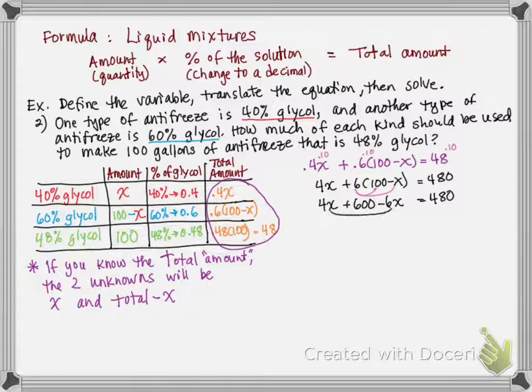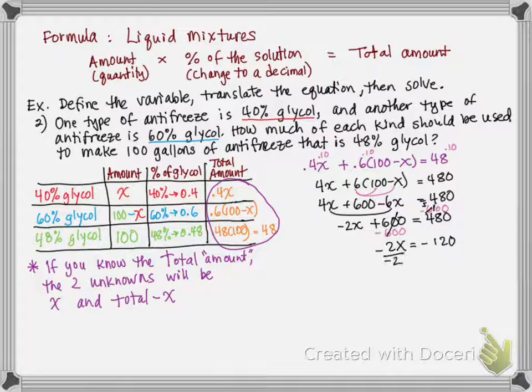I do have like terms, so I am going to combine them. So that gives me negative 2x plus 600 equals 480. And then I am going to subtract 600 from both sides. So I'm going to put it on top to make the math a little simpler for me. I get negative 2x equals, bigger number here is negative. Oh, no, I didn't need to go that far. Let's try that again. I can do 0, take away 0 is 0. 10 take away 8 is 2. 5 take away 1 is 4.